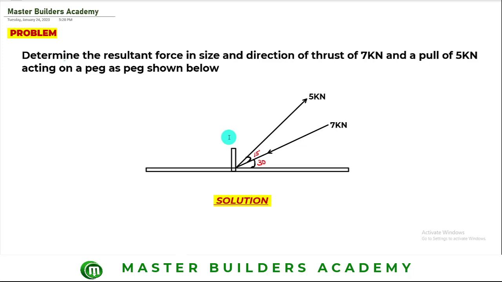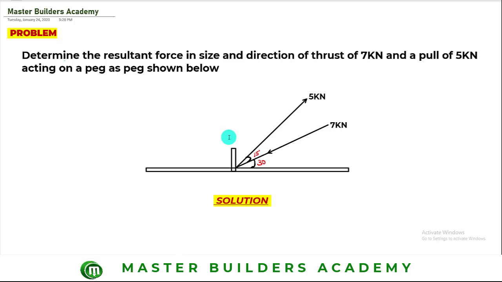All right, so the very first question we have here, guys, is that we should determine the resultant force in size and direction of a thrust of 7 kilonewton and a pull of 5 kilonewton acting on a peg as shown below. As you can see, the diagram is already given to us. The one taken as pull is the one leaving the joint, while the one taken as thrust is the one entering the joint, which is 7 kilonewton.